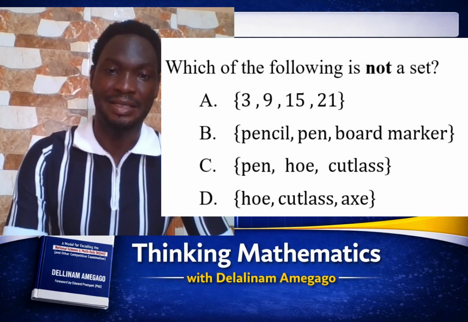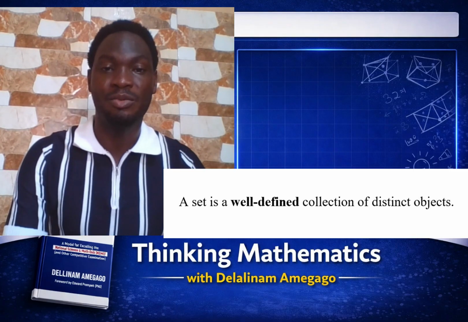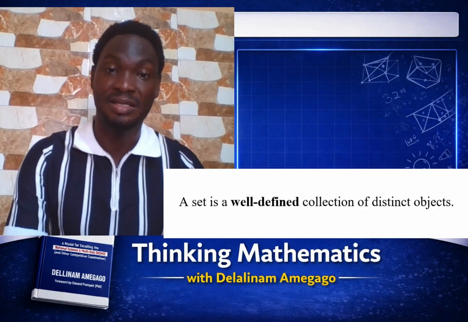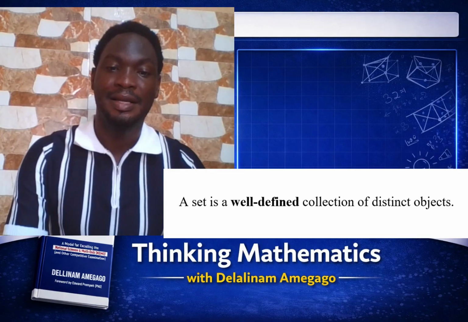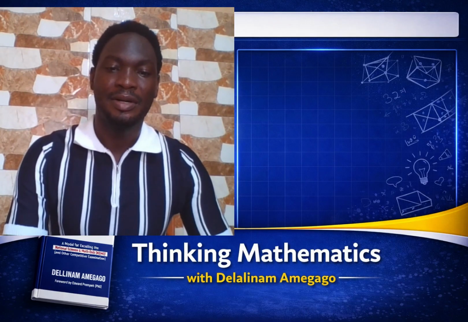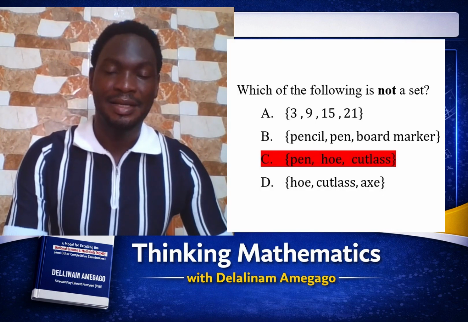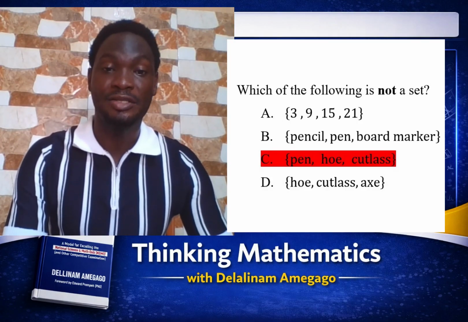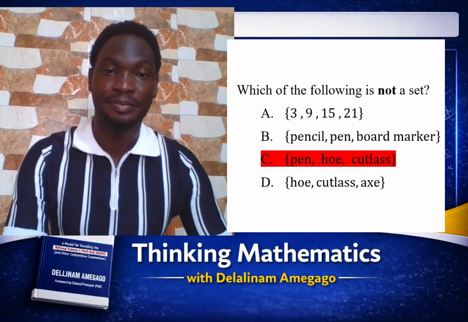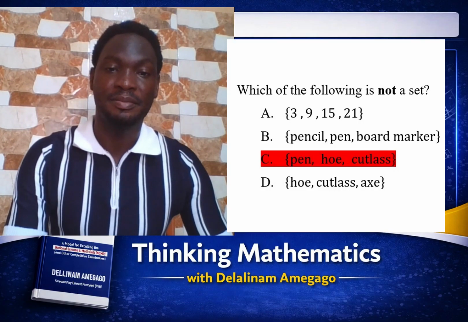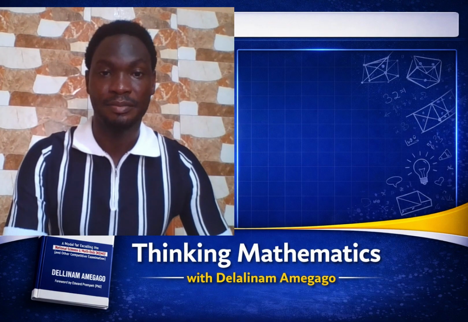What is a set? A set is a well-defined collection of distinct objects. That is what a set is. Now, this problem of thinking that objects must share similar features or characteristics in order to be grouped as a set is coming from the teachers.